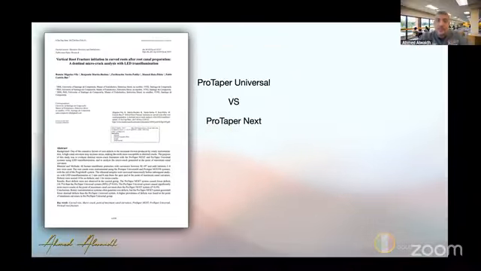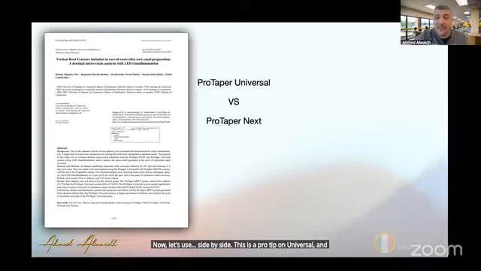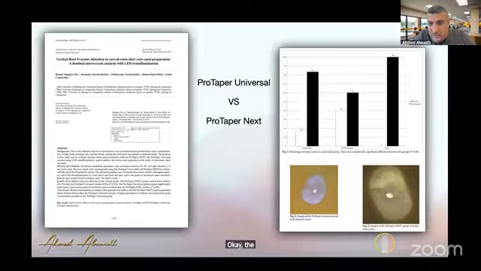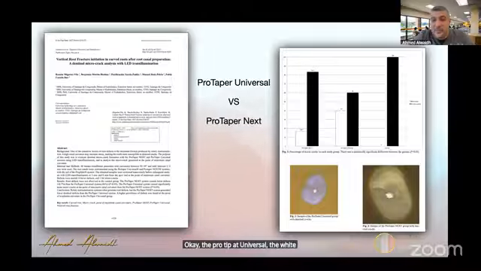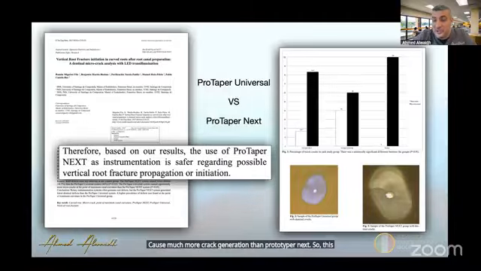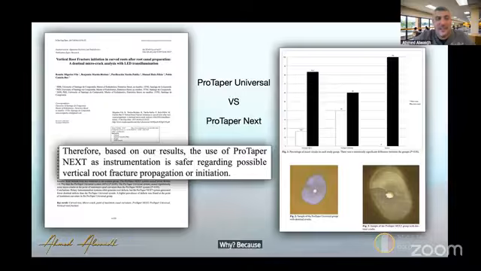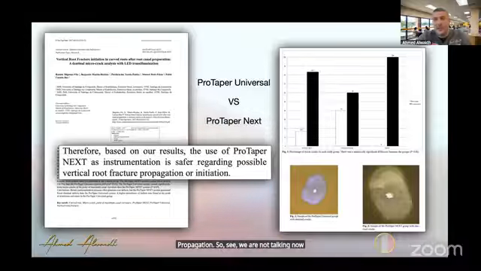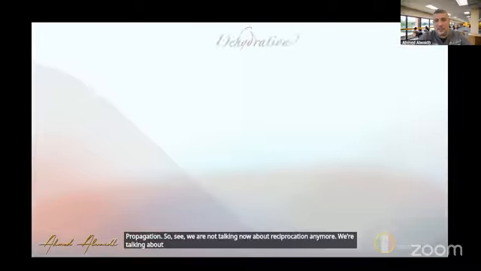Now, let's look side by side. This is ProTaper Universal and ProTaper Next. If you can see in this diagram, the ProTaper Universal, the white bars, not the black bars, cause much more crack generation than ProTaper Next. So this is why there are generations of files. Why? Because they changed the file design, they changed the metallurgy. So the use of ProTaper Next as instrumentation is safer regarding possible vertical root propagation. So see, we are not talking about reciprocation anymore. We are talking about many parameters that may affect this.